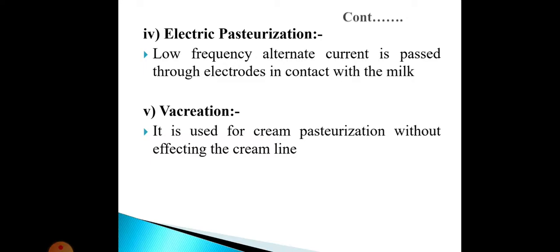The next one is electric pasteurization. Low frequency alternating current is passed through electrodes in contact with the milk. Then maceration, it is used for cream pasteurization without affecting the cream line.